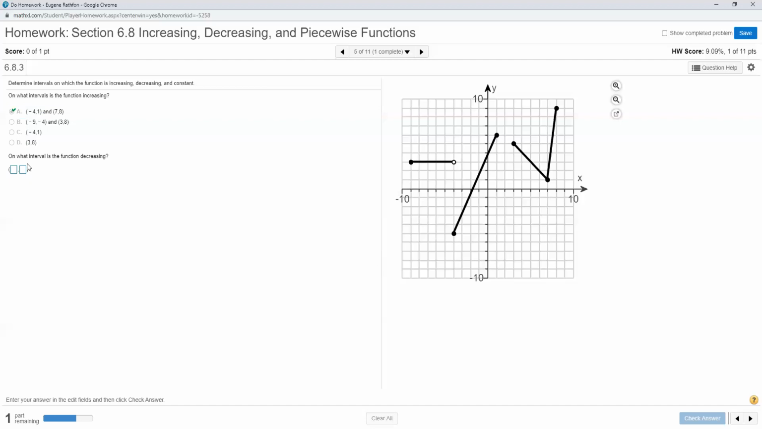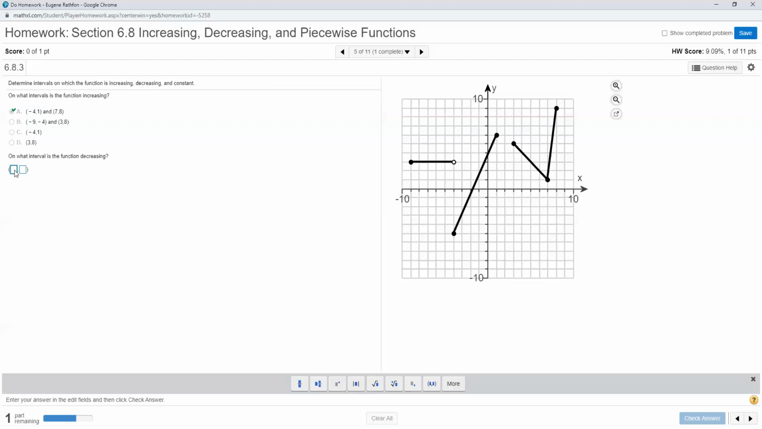So on what interval is it decreasing? Well, the only part going downhill left to right is this third little section. So let's see, it starts decreasing at this x value. What is that? 1, 2, 3. So it starts decreasing at 3. Okay, so I'm decreasing, starting at 3 until I hit this point right here on the x's, which is 7. So from 3 to 7 on the x's, my graph is going downhill.